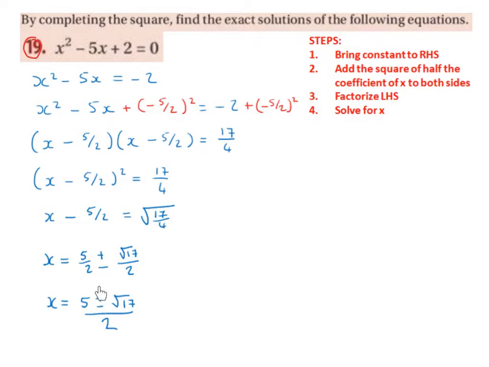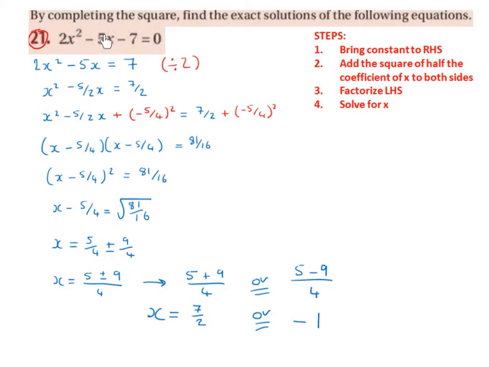The plus minus is very, very important because when the squared came over, it really becomes the square root of 17 over 4. So we actually have two values of x. We have 5 plus root 17 over 2, and we have 5 minus root 17 over 2.